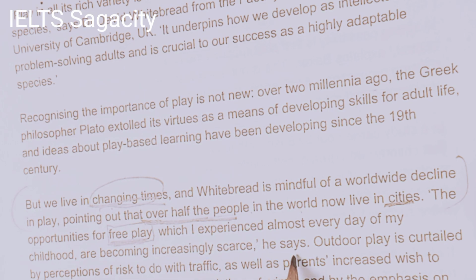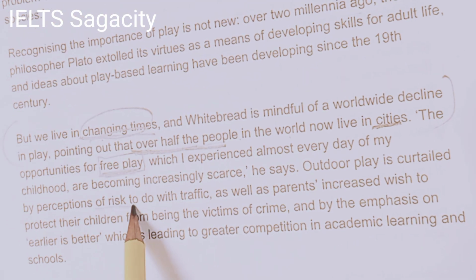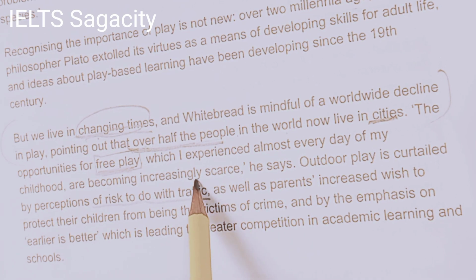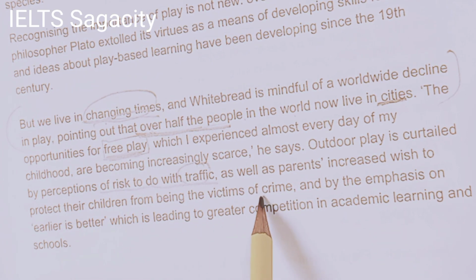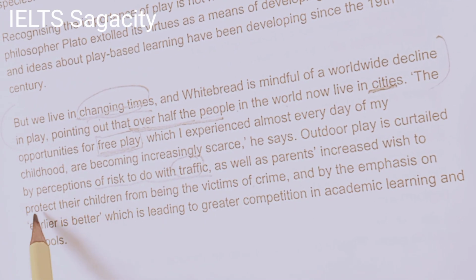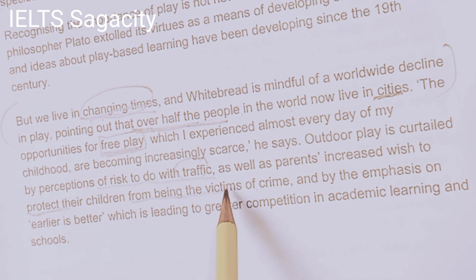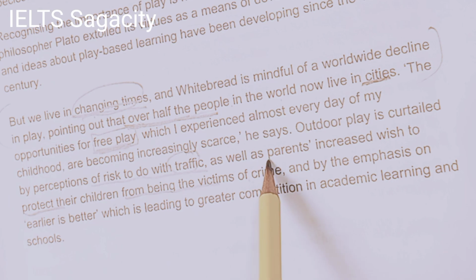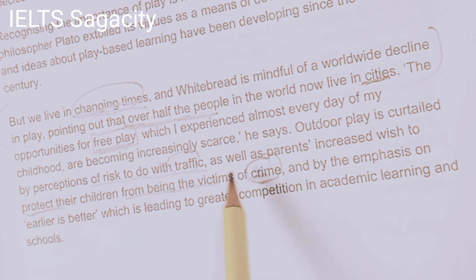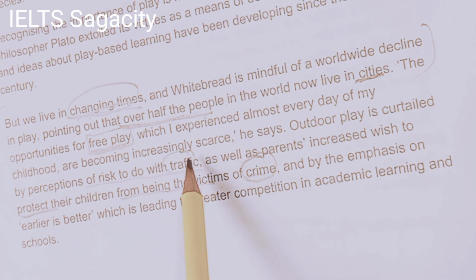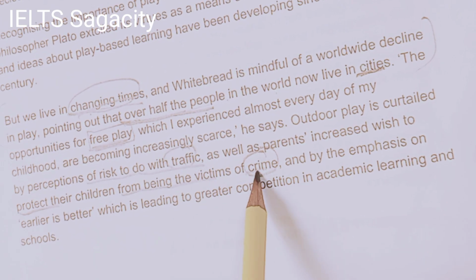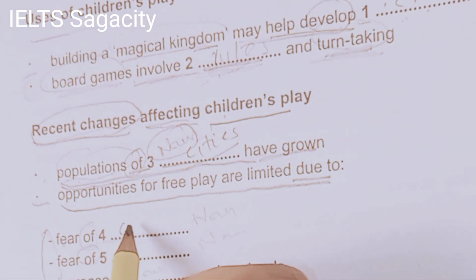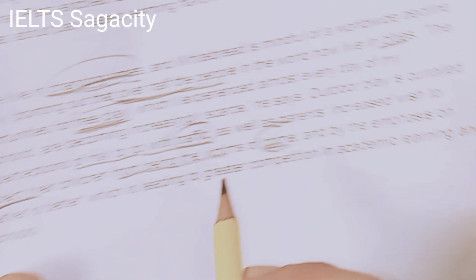Almost every day my children are becoming really scared, caused by outdoor play occurred by perception of risk to do with traffic. So fear of traffic, as well as parents' increased wish to protect their children from being the victims of crime. So there is also a fear of crime, very obvious. So there are two answers that we have got simultaneously from within the same sentence: traffic and crime. So question number 4. Sorry, I think traffic had to be first and crime later.